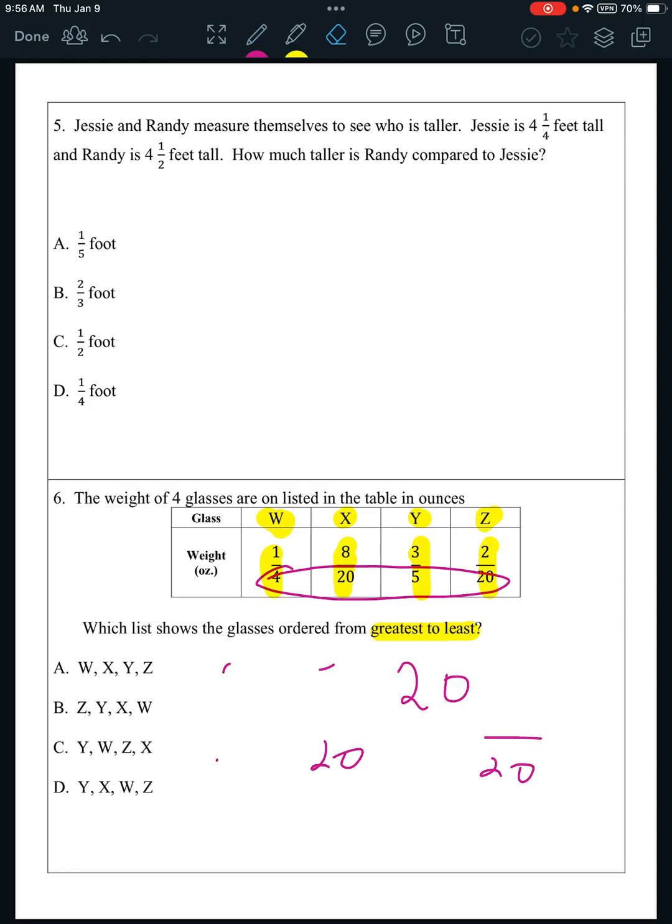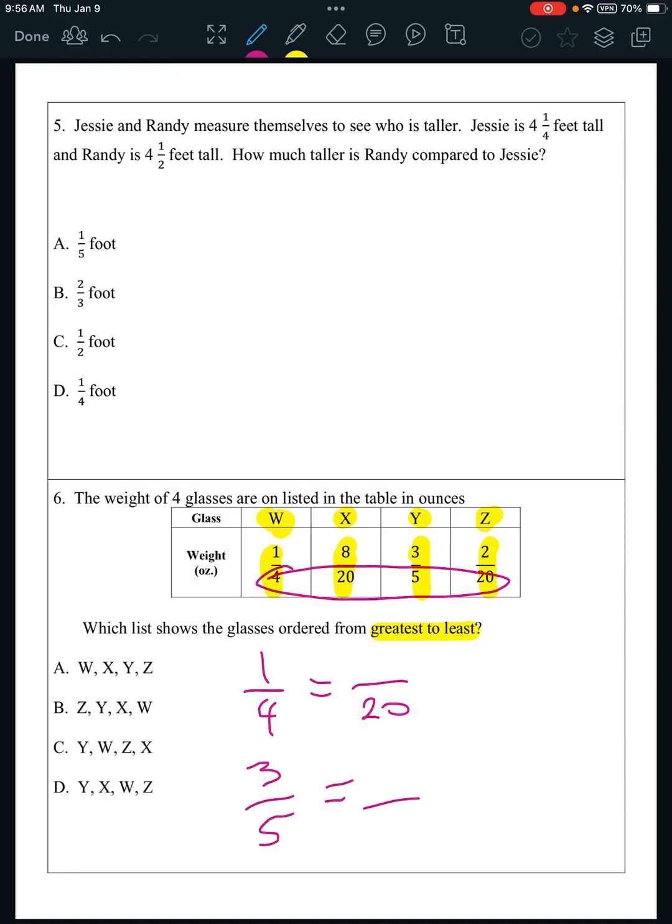Now that I understand that, let's change our fractions that don't have a 20. My fractions that don't have a 20 are 1/4, and I want 20 on bottom. And my other fraction that doesn't have a 20 is 3/5, so I'll give it a 20 on bottom. I can use my multiplication chart and use my fingers by finding 1 and 4. I could slide over to the 20 and I'll find my equivalent fraction that way.